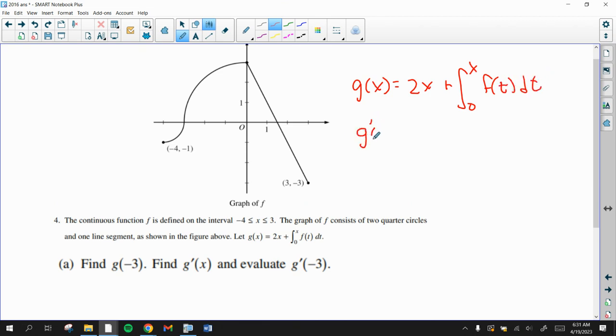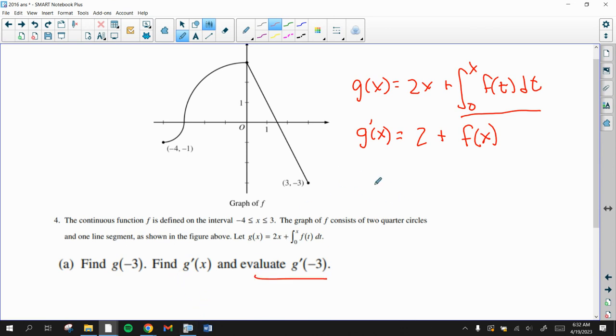So G prime of X would be the derivative of 2X, which is 2 with respect to X. And then we have to take the derivative of this definite integral that has a variable upper limit with a constant lower limit. So this sounds very much like the second fundamental theorem of calculus, or at least that's what we call it. And to do this, all you do is take this upper limit and plug it in for the dummy variable, sometimes u, sometimes t, and then multiply by the derivative of what you just plugged in. The derivative of x is 1, so you're done. So that's G prime of X.